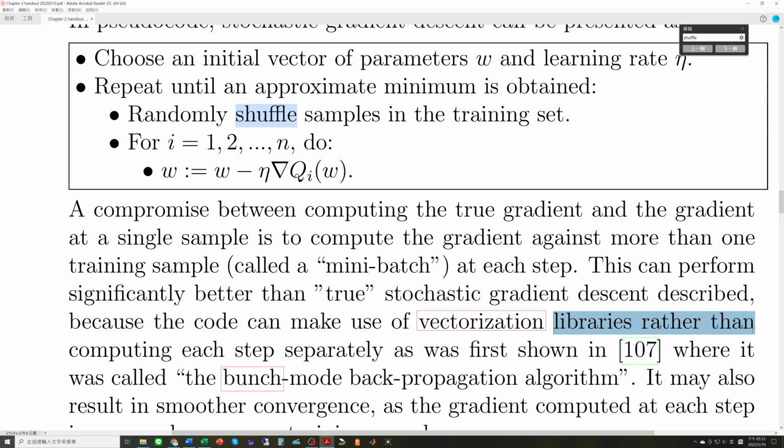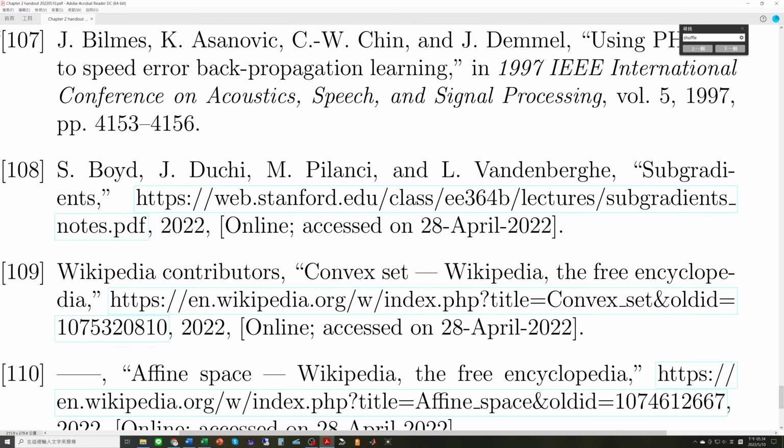Libraries, rather than computing each step separately as was first shown in reference 107. Let us see this reference. Reference 107 is written by J. Bilmes, K. Asanovic, C-W. Chin, and J. Demmel: Using PHiPAC to speed error backpropagation learning.